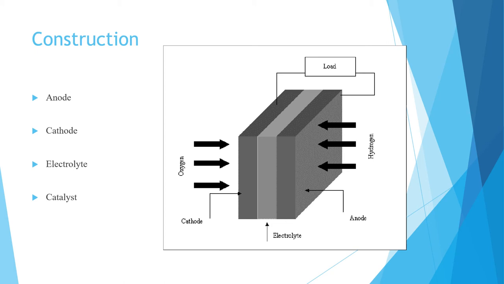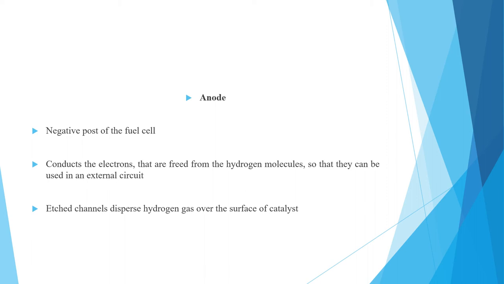First one is the anode. Anode is the negative post of the fuel cell, because every fuel cell has two posts, one is positive and another is negative. So the negative post is known as the anode. It conducts the electrons that are freed from the hydrogen molecule so that they can be used in an external circuit.